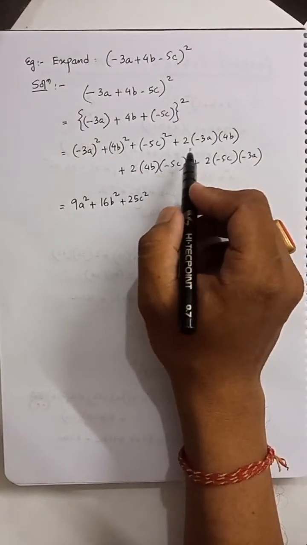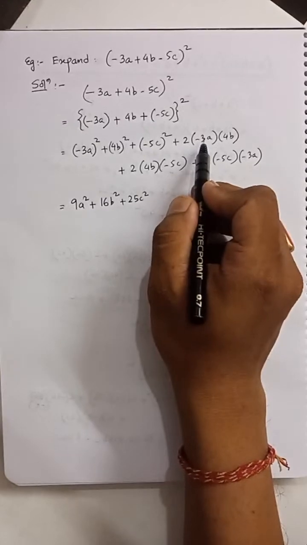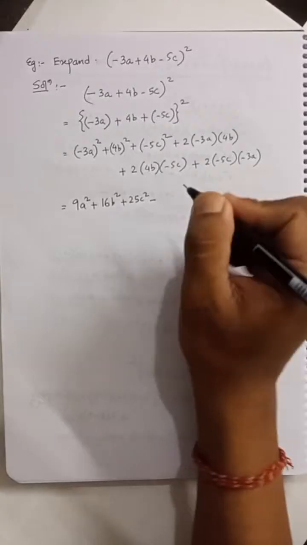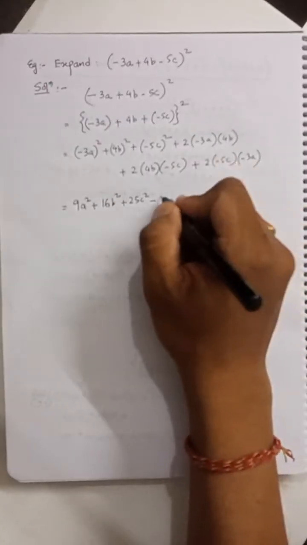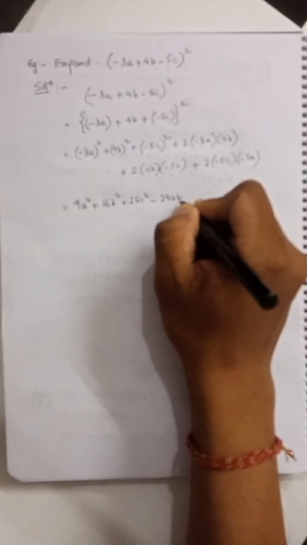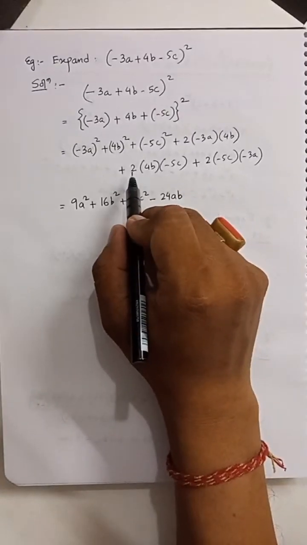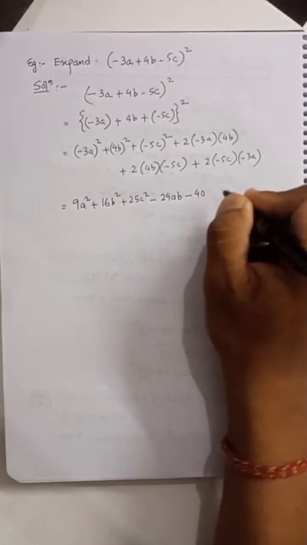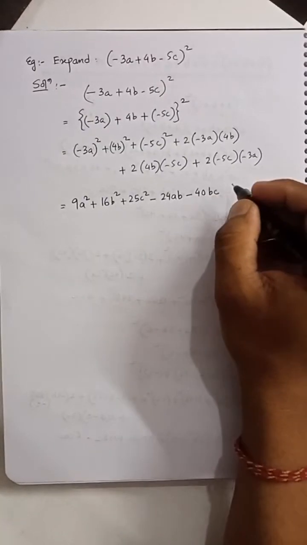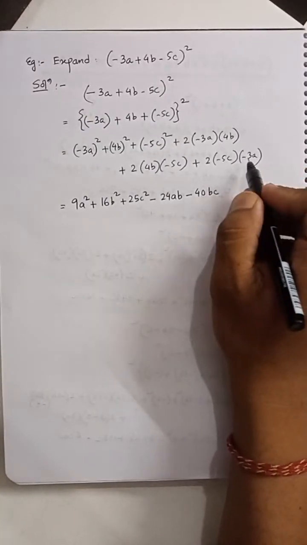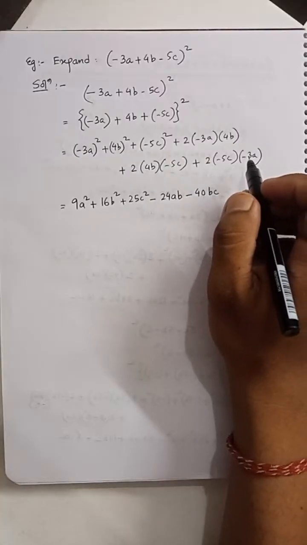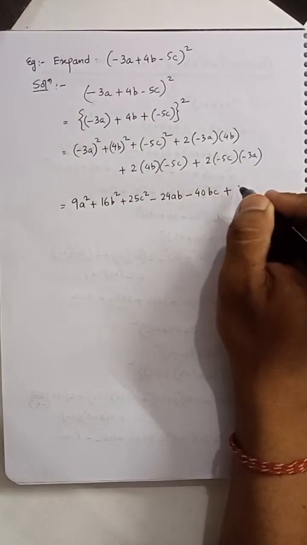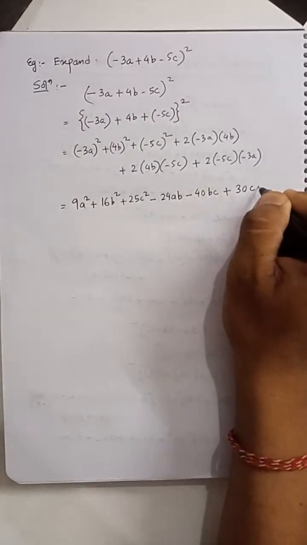But again we have to be a little alert while calculating this. So 2 into 3 is 6, 6 into 4 is 24, but this is negative, so negative and positive gives negative. So 6 into 4 is 24ab. Then we have 2 into 4, 8, 8 into 5 is 40, so minus 40bc, and then negative and negative when multiplied becomes positive, so this will be positive. 2 into 5 is 10, 10 into 3 is 30, 30ca.